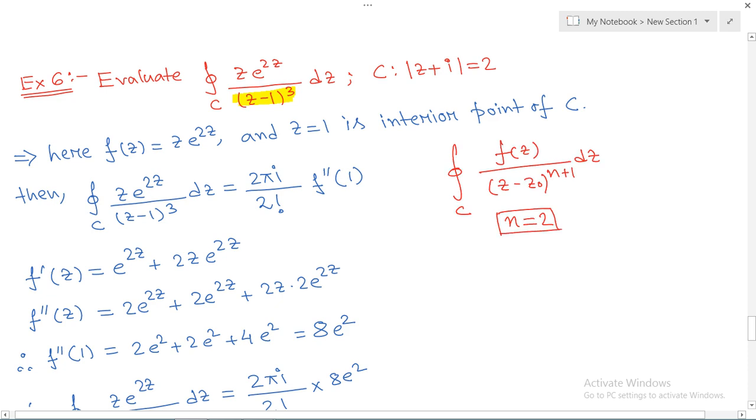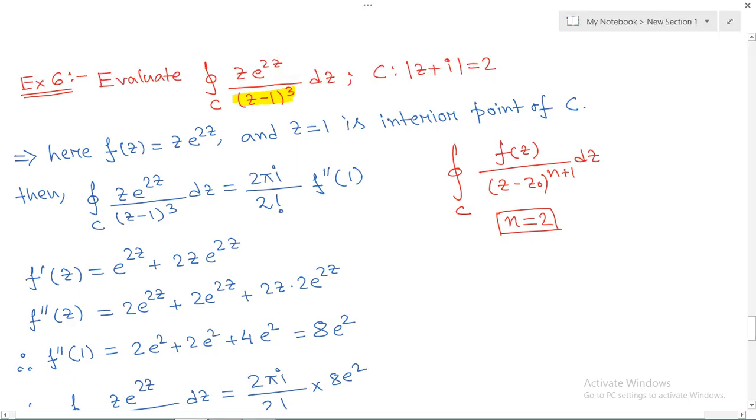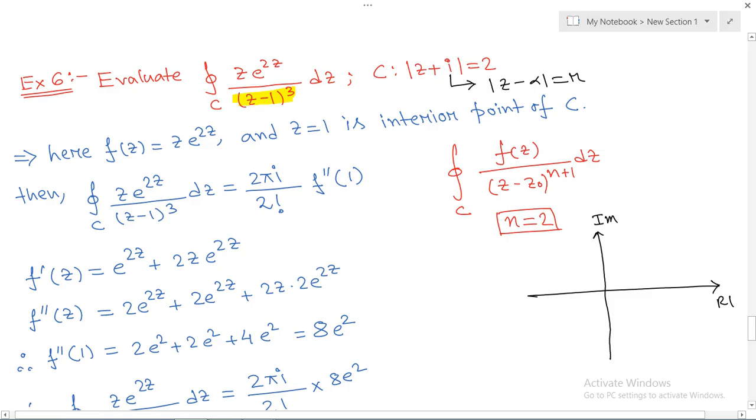Now again we have to draw the circle first. So here this is our imaginary axis, and this is our real axis. Now here you can see z plus i is given. The circle structure is mod of z minus alpha equal to r. If we compare with this form, what is the value of alpha? Alpha equals minus i. So here the center lies on the imaginary axis, right? It is minus i, and radius r equals 2.